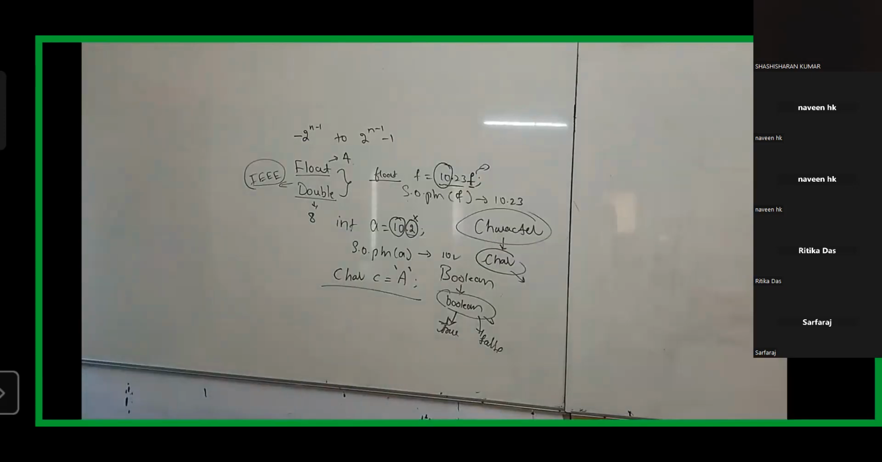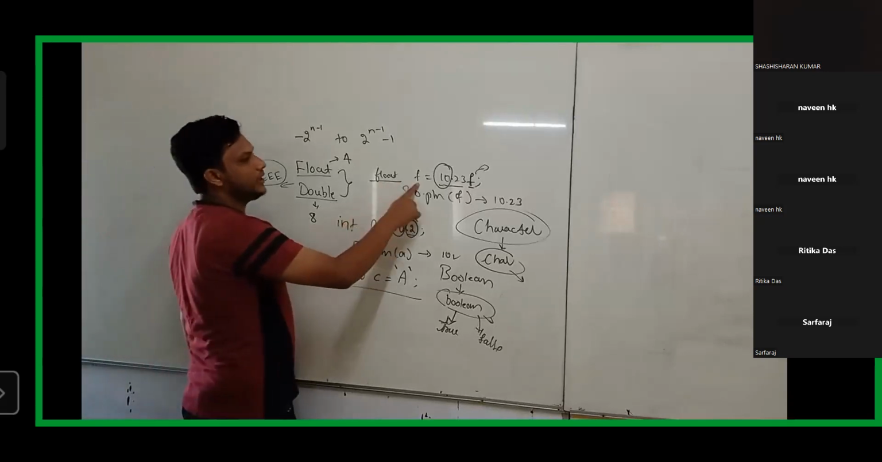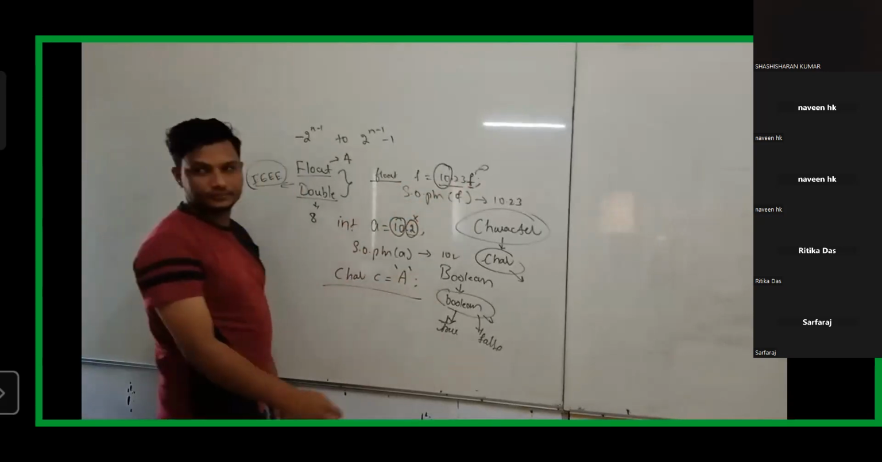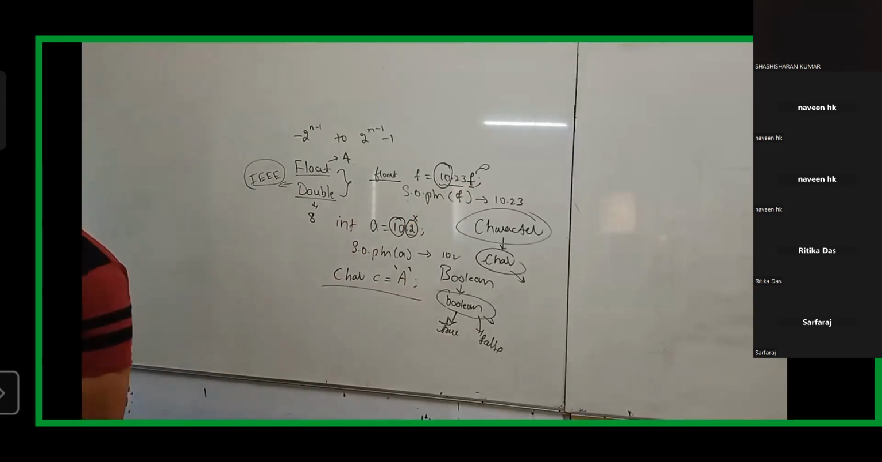Next point you write down: a float value should be followed by a suffix f, small f. Example, write down this one: float f is equals to 10.23f.